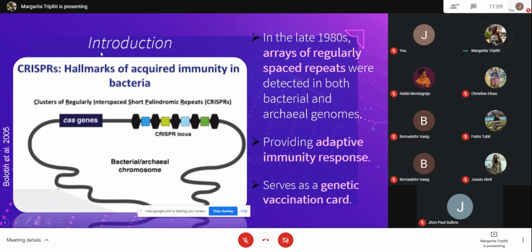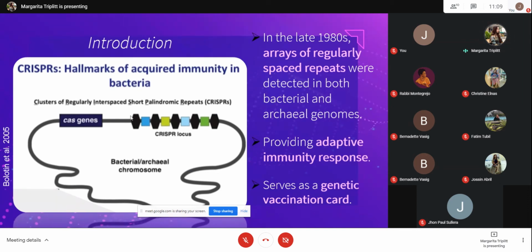And also, this genetic material or sequence flanked by the repeats are called spacers, which came from or were derived from the virus's DNA or genetic material. And this serves as their vaccination card for incoming similar viruses with the same genetic material.